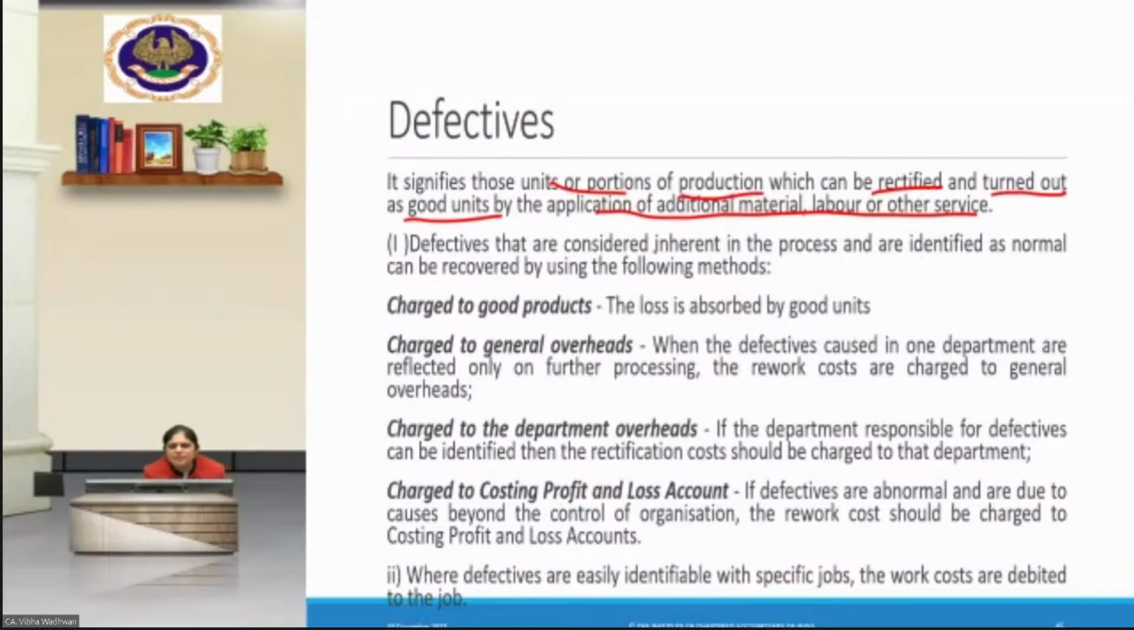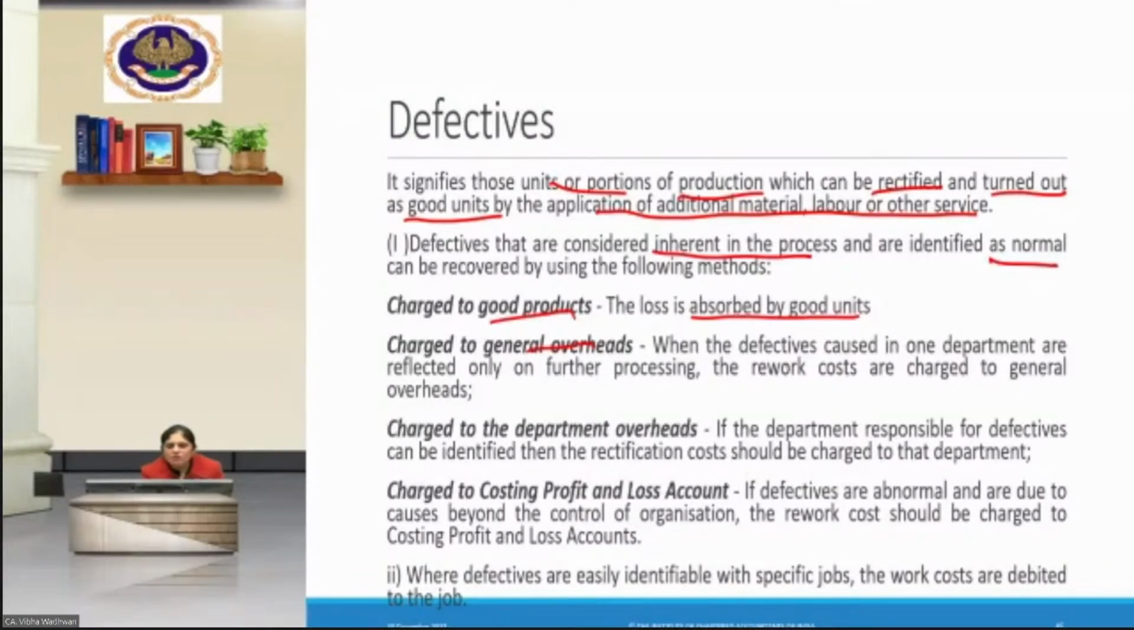Defectives are considered inherent in the process and are identified as normal. So if they are normal, again, we have to absorb it in the cost of production. Charge to good products: the loss is absorbed by good units. So every normal loss, whether it's defective or scrap or spoilage or waste, has to be absorbed by good units.